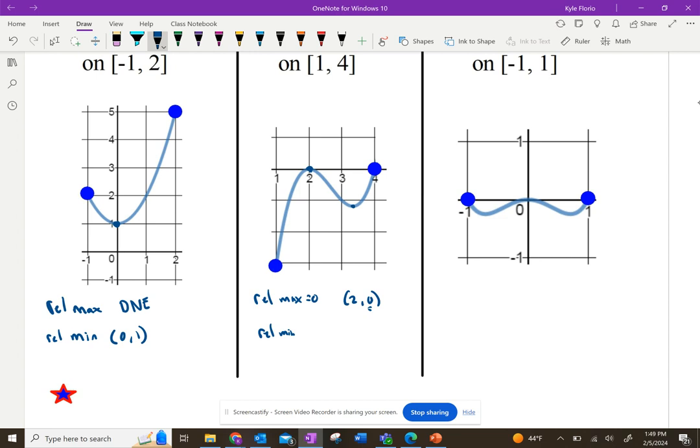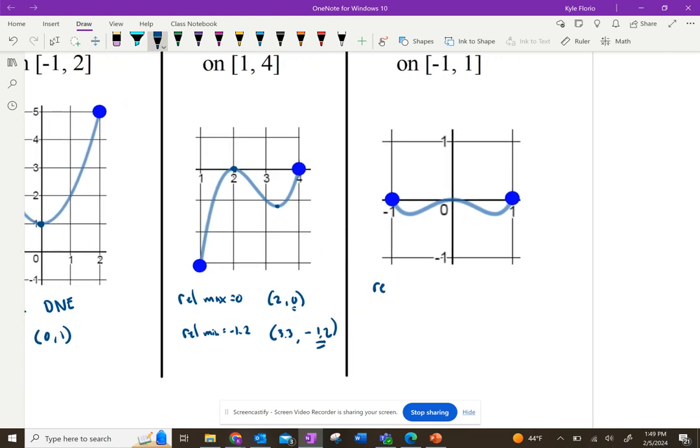So I'm going to eyeball negative 1.2-ish is what I'll say it is. So that's the point. It looks like it's maybe 3.3 comma negative 1.2, if I were to make it a coordinate. So that's the relative min.